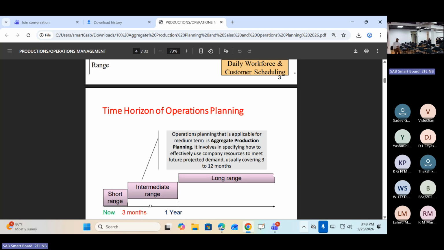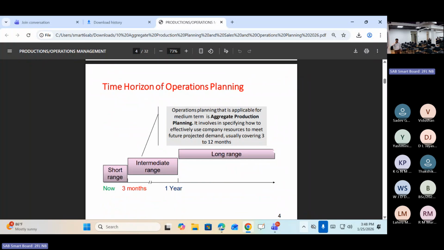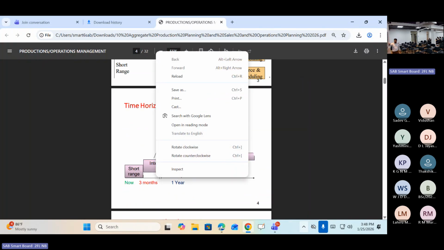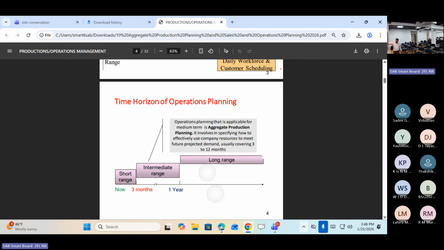This is what you see in slide number 4. According to the time horizon, the intermediate range, intermediate term.